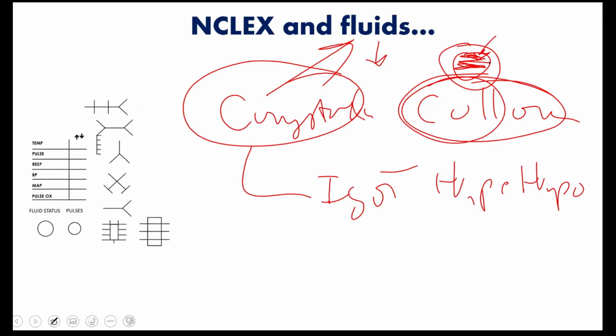And generally, the rule is that you assess volume status when you're giving a colloid. Remember, if you're giving a colloid, you are giving something where you don't want a lot of fluid shifts, or you're in control of that fluid shift, like albumin. Albumin is a colloid. You give it to pull fluid in. And we'll talk about that when we get to shock.